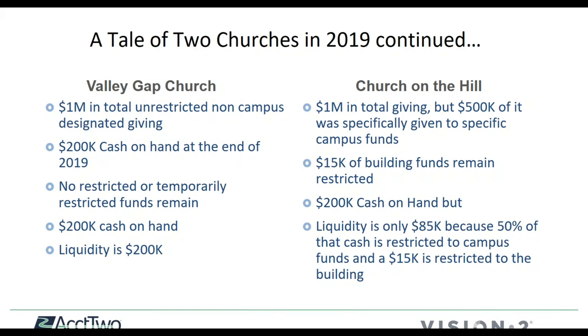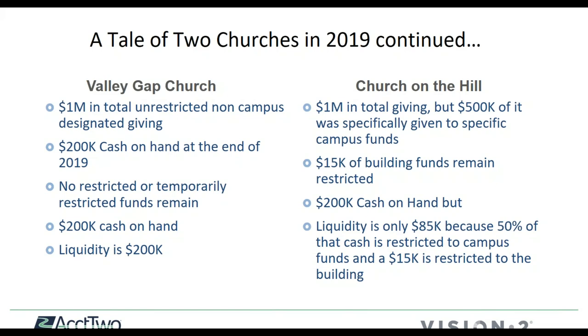We take the same numbers, but $500K was specifically given to campus-based funds. People went online, picked their fund, and gave to it, and there's another group of people that just put the check in the basket. We don't necessarily have to classify that as a campus because the donor didn't indicate. So Church on the Hill ends up with $500,000 in restricted funds, which means they've only got $500,000 in unrestricted. They have $15K of building funds that remain restricted. In the end, while they do have $200K in cash on hand, their liquidity is only $85K because 50% of that cash is restricted to campus funds and $15K is restricted to the building.